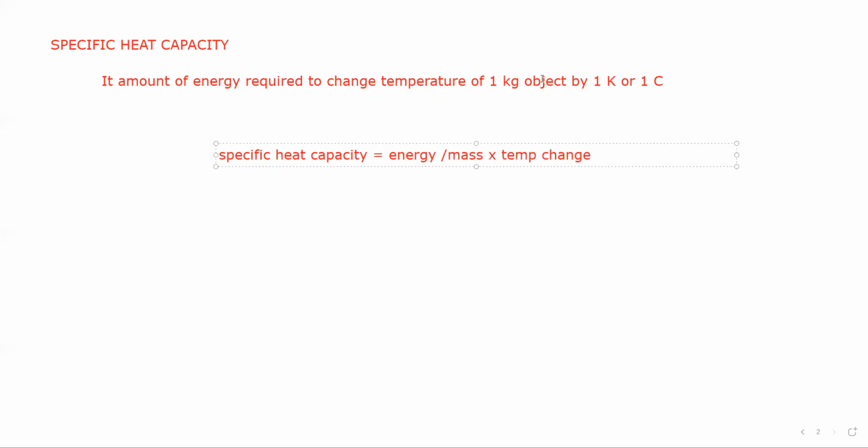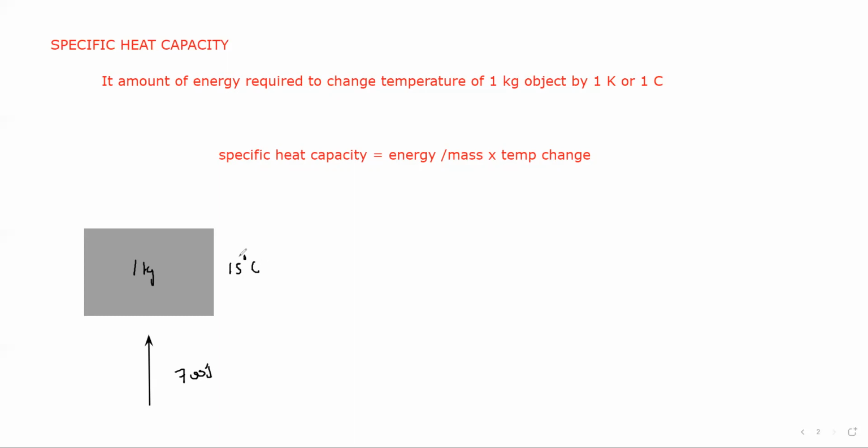If we are only finding it for each kilogram, for example, we have a 1 kilogram object and we supplied 700 joules so that its temperature changes from 15 degrees centigrade to 16 degrees centigrade, the amount of energy which we supply so that for each kilogram the temperature changes by 1 degree centigrade is known as specific heat capacity.